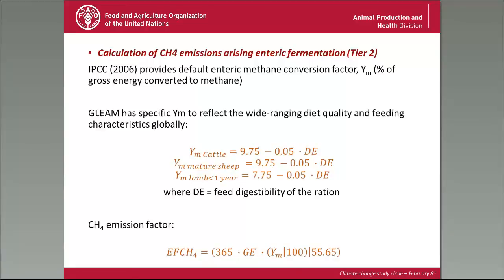What do we need for enteric fermentation emissions when it comes to tier 2? We need specific enteric methane conversion factors, or YMs, for the different cohorts at the different feed baskets that were calculated, instead of using default YMs provided by tier 1 IPCC equations.